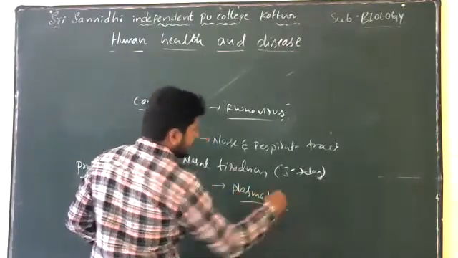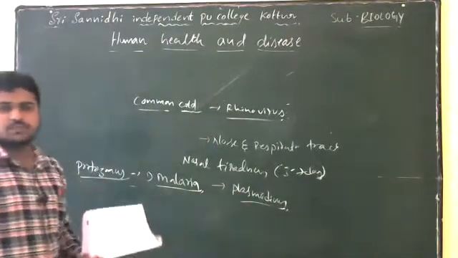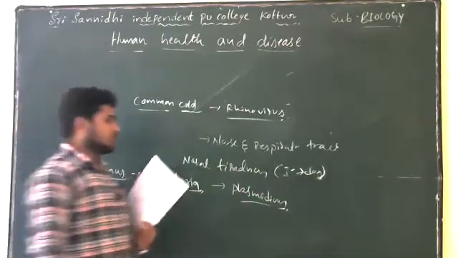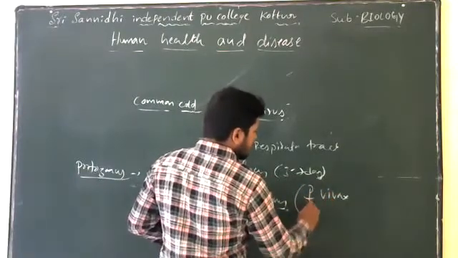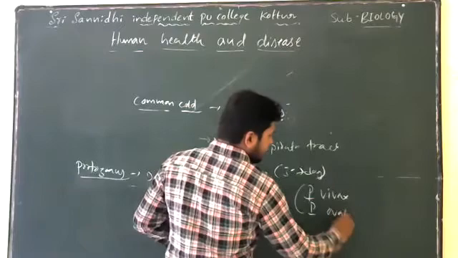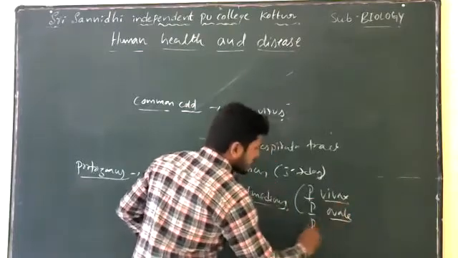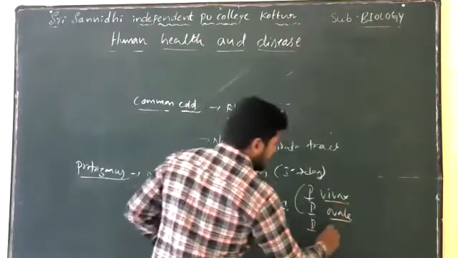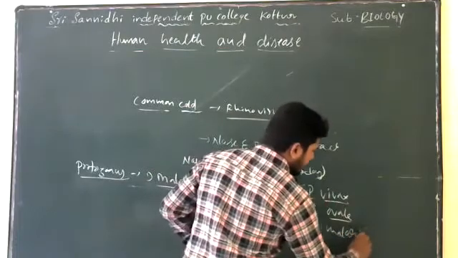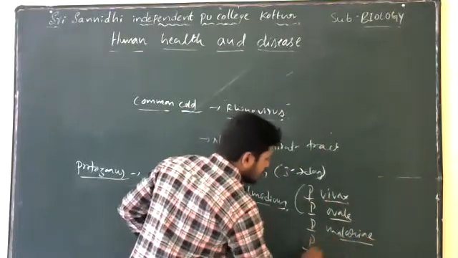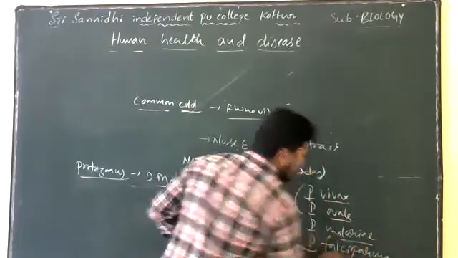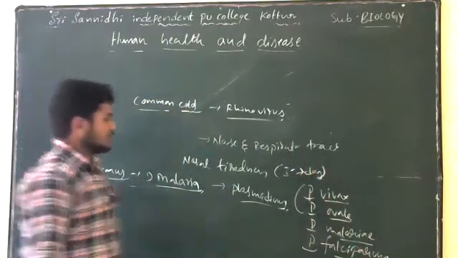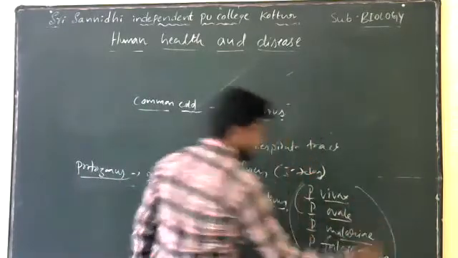Plasmodium. There are 4 different species of Plasmodium: Plasmodium vivax, Plasmodium ovale, Plasmodium malariae, and Plasmodium falciparum. These are the 4 different species.